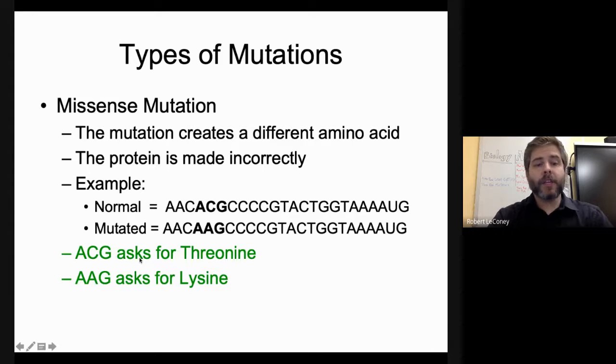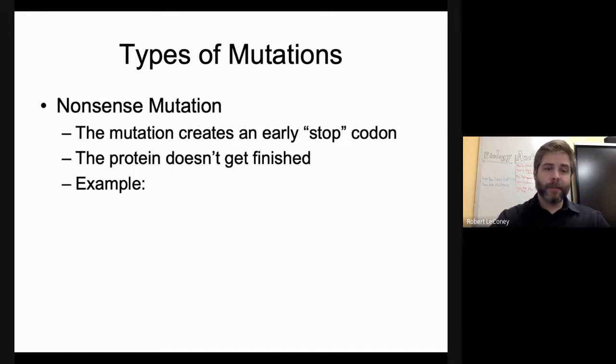So ACG, if you look at your codon chart, which you don't have to right now, just take my word for it, it asks for threonine. But because you got the wrong code, you misread it, you get AAG, you ask for lysine instead. That's the wrong amino acid. That's like saying, I need a brick for my wall, but instead I get a piece of styrofoam. That's not going to support anything. My wall will be built wrong. It will probably fall over. It will not be structurally sound.